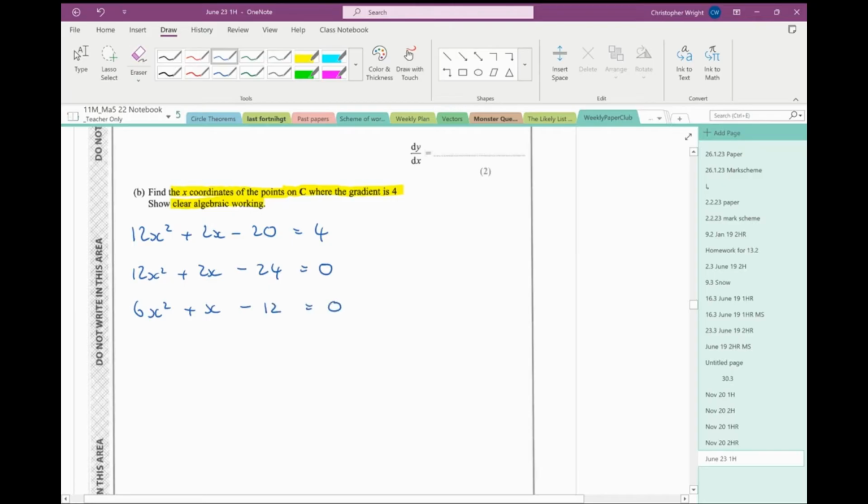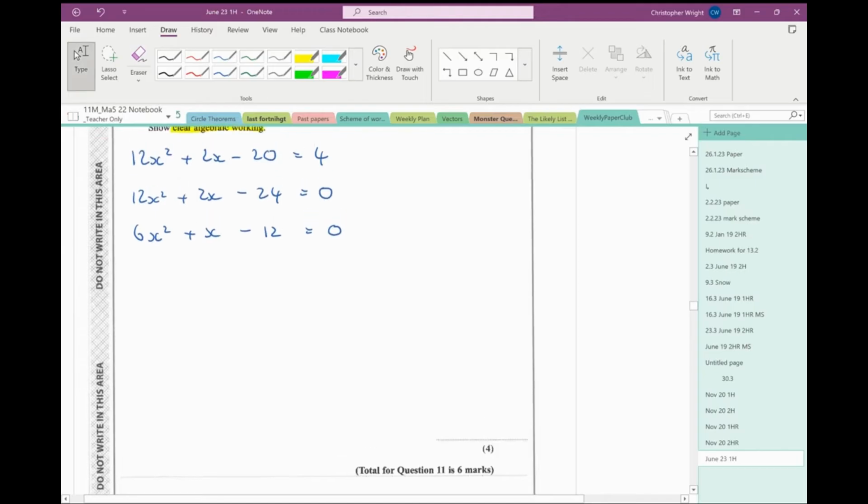Equals 0. And now we're looking to factorise the left-hand side. Now you can factorise the left-hand side, but rather than simply writing down what it is, I'm going to use the formula just to show you that you could, of course, use the formula x is minus b plus or minus the square root of b squared minus 4ac all over 2a.